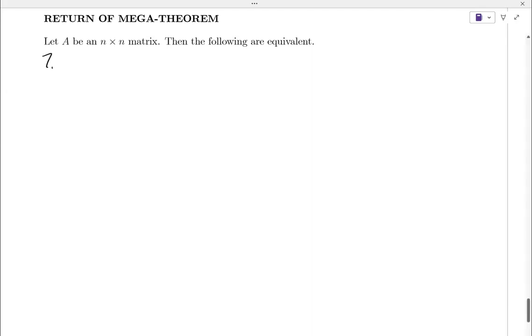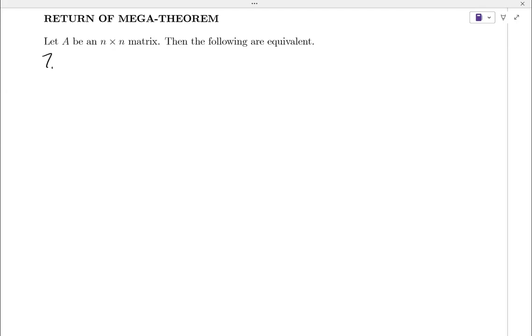So, thinking about this now in the language of all the stuff that we've been using, we already said that if the matrix is invertible, then the reduced row echelon form has to be the identity matrix. Well, if the reduced row echelon form is the identity matrix, that gives us a pivot in every row and a pivot in every column, right?